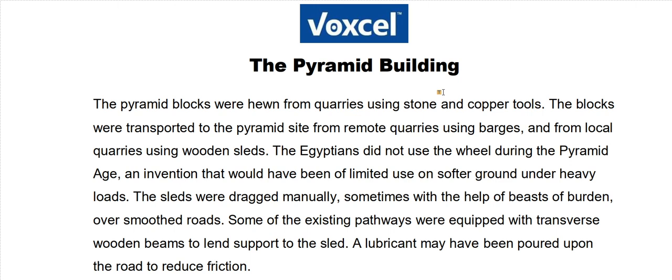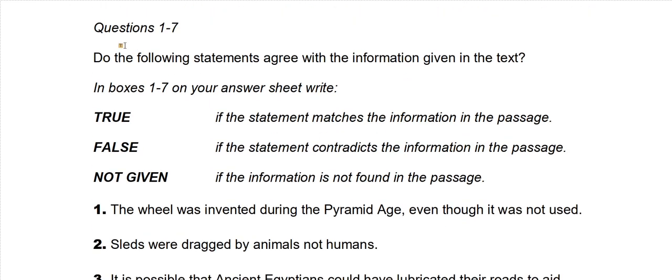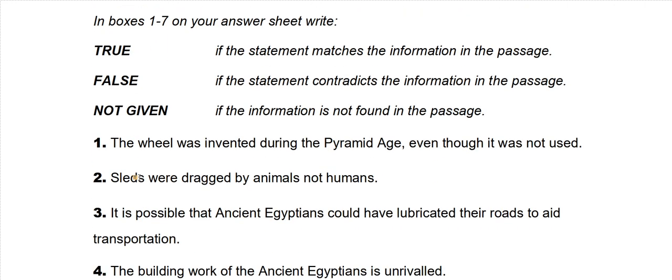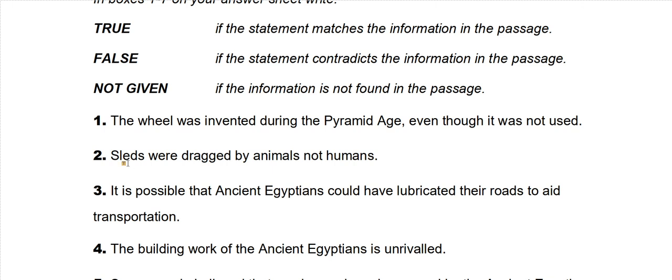So after reading the title, we will read the first question. We have questions 1 to 7 and we have to write true, false or not given. So first question: the wheel was invented during the pyramid age even though it was not used.